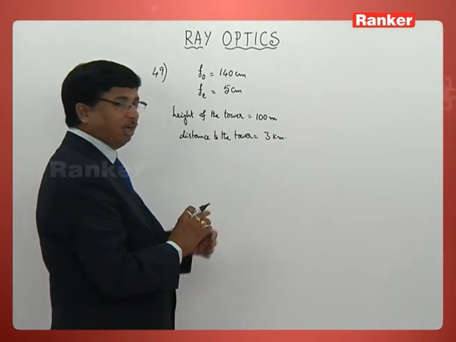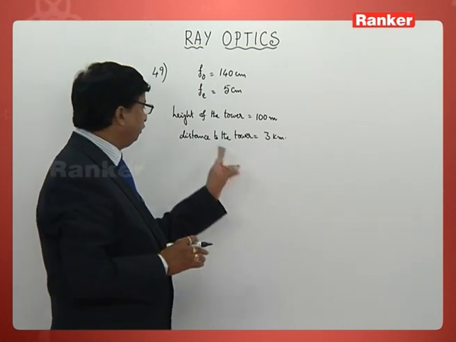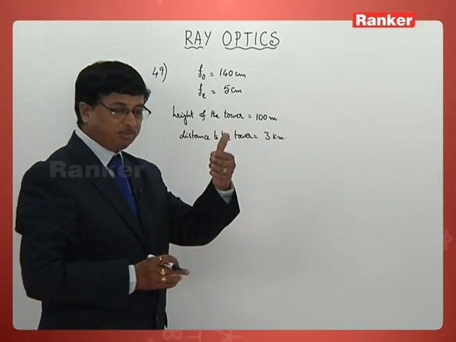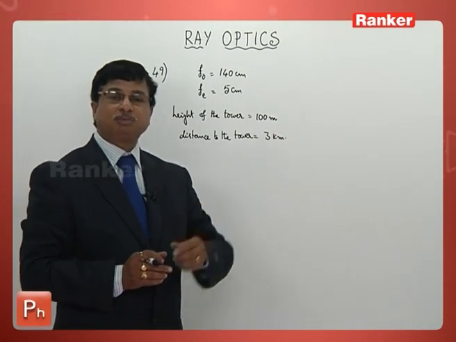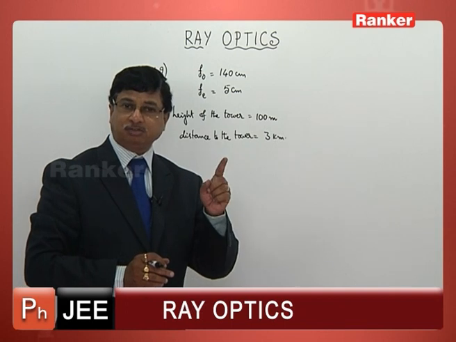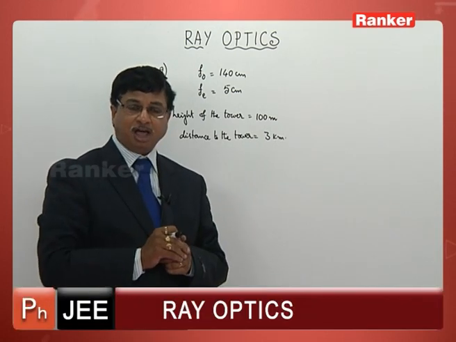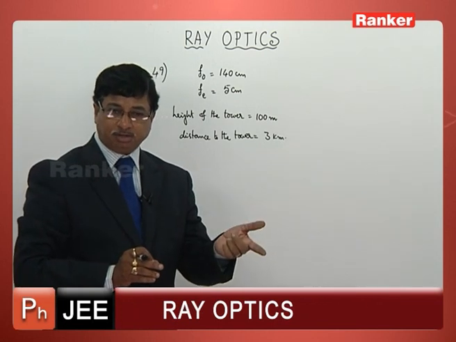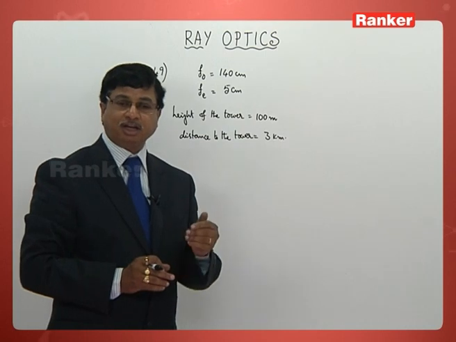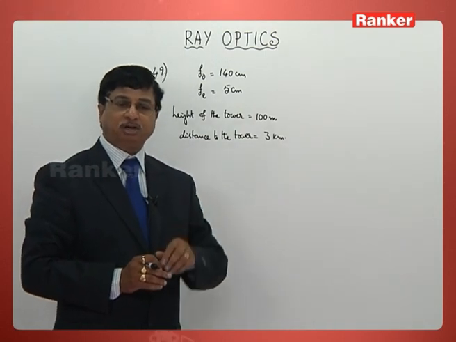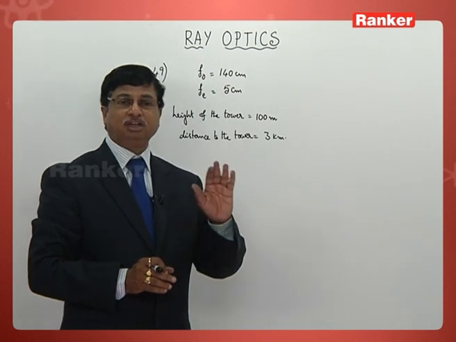So this is what is actually talked about as far as the objective is concerned, because the distance is measured directly from the first lens, which of course is the objective in this particular case. So the object, which is the tower, is of height 100 meter and is at a distance of 3 kilometer. Now his question is, the height of the image of the tower formed by the objective lens is nearly how much?